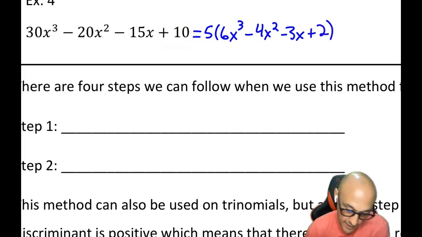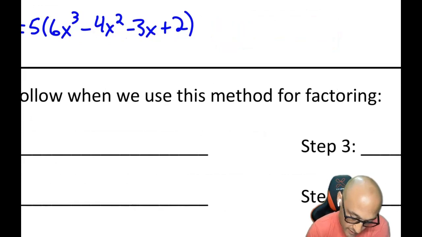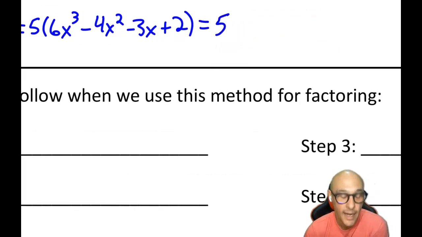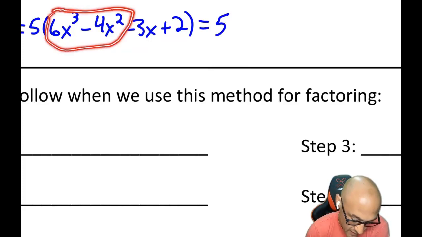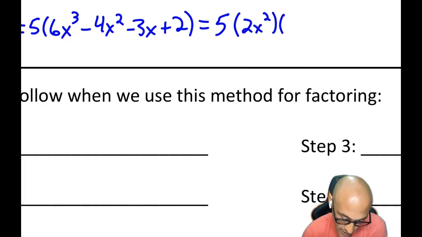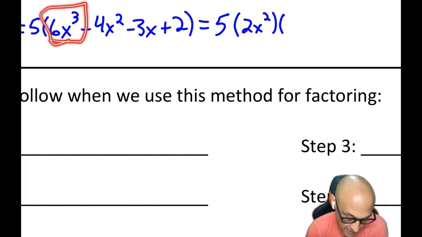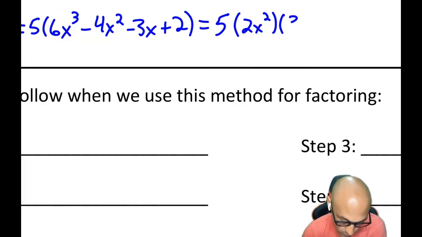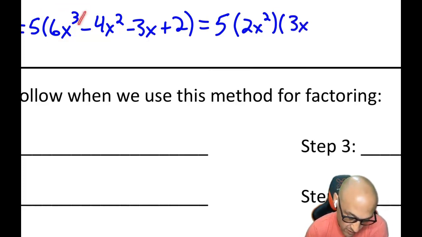Now we're going to continue to factor on just this part. So we still have the 5 out front, and what we can factor out of this is a 2x squared, and we're multiplying that. So when we factor 2x squared out of 6x cubed, we get 3x. And when we factor 2x squared out of negative 4x squared, it's negative 2x, or negative 2, excuse me, that's all.